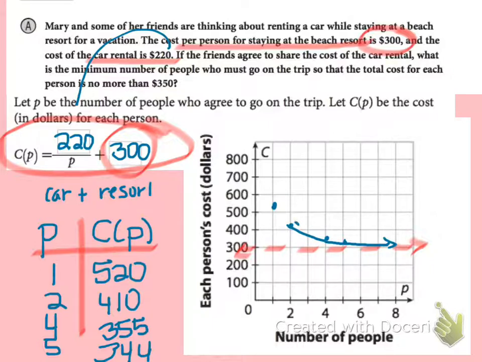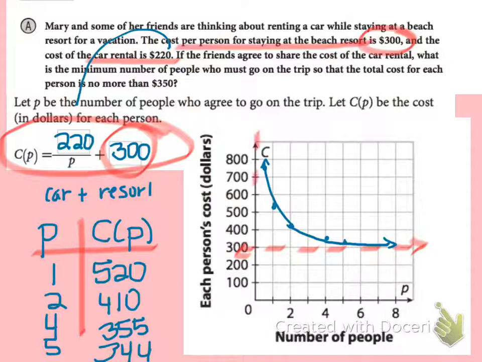Now on the other side, it's going to start to increase towards the y-axis, because imagine if you could have just half a person go. In theory you couldn't really do that, but if so, that would mean 220 divided by a half, which is 440, and 440 and 300 is 740. So if half a person went, you'd be up here at 740, and so on. So this would extend out and up, and you would see that characteristic hyperbola shape.